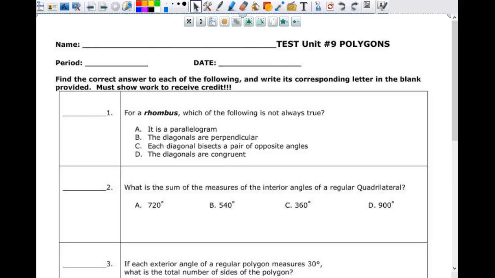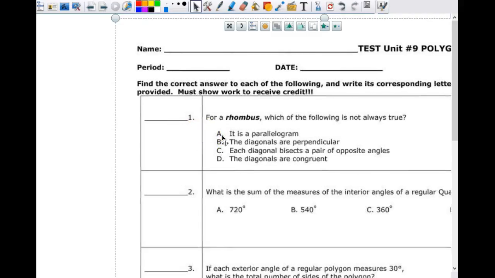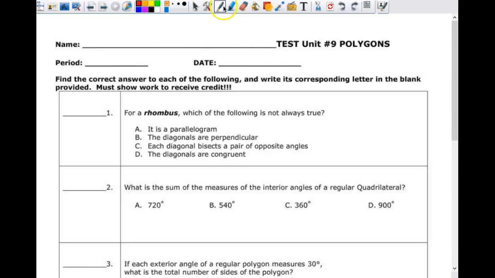All right. This is word for word outside of on your foldable. So which of the following is not always true for a rhombus? Well, rhombuses are always parallelograms, so that's always true. The diagonals are always perpendicular. No, that's only true for a rhombus and a square.